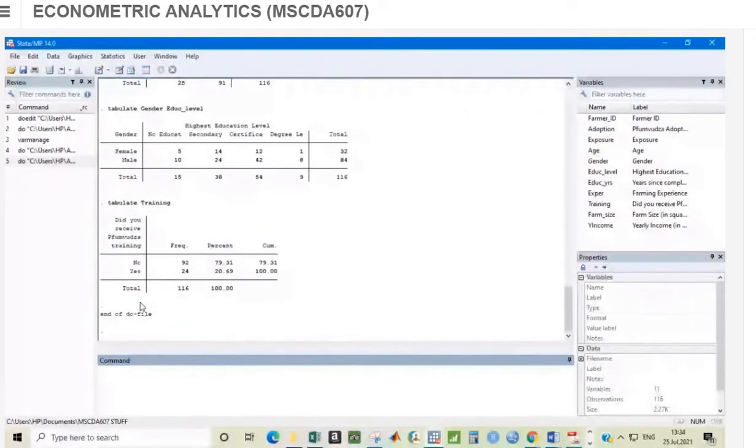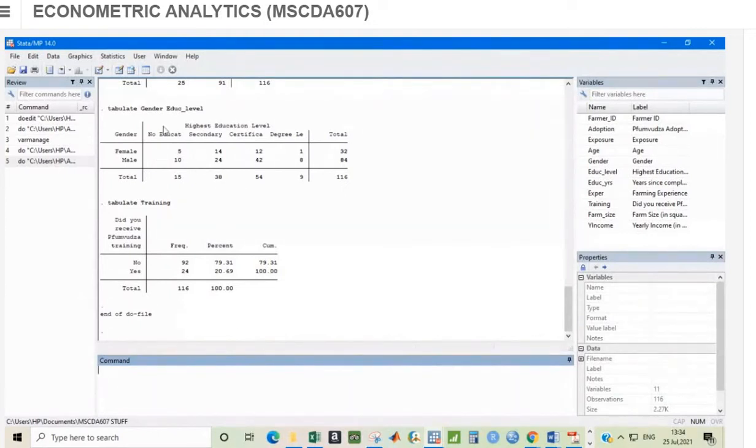Then when you write tabulate and put one variable, you can see that it will simply give the data on the frequencies and the percentage, simply for one. No more tabulating like this one.